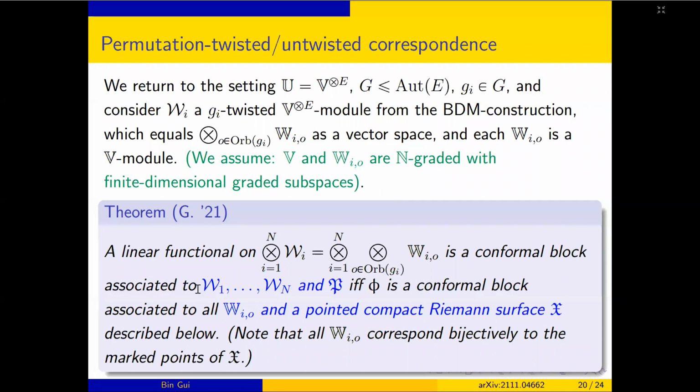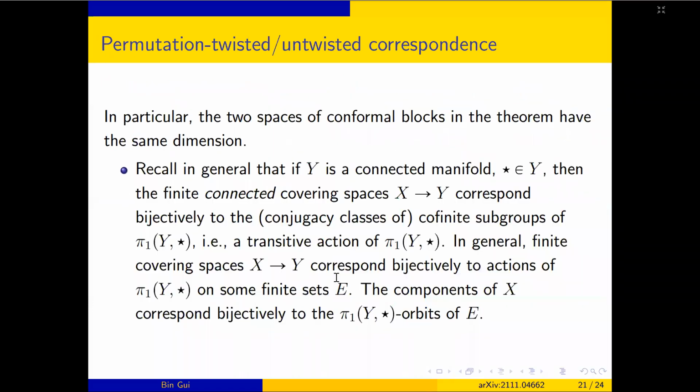A linear functional is a twisted conformal block, a conformal block for W1 to Wn and the previously chosen geometric data P, if and only if the same linear functional is a conformal block associated to all these V modules in a pointed compact Riemann surface X. This X is actually a branched covering of the Riemann sphere. And in the next several pages, I will explain what this branched covering is. Also note that these V modules correspond bijectively to the marked points of X. And actually the marked points of X are precisely the inverse image of the marked points of P under the branched covering. So next I will show you what this branched covering is.